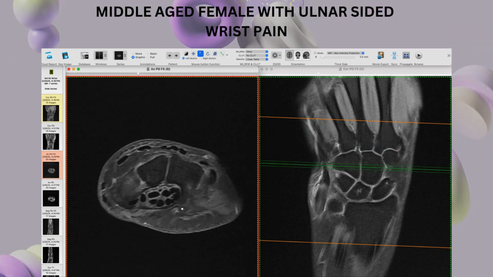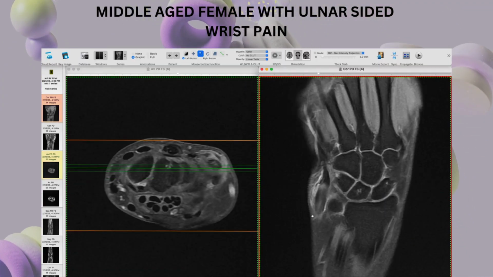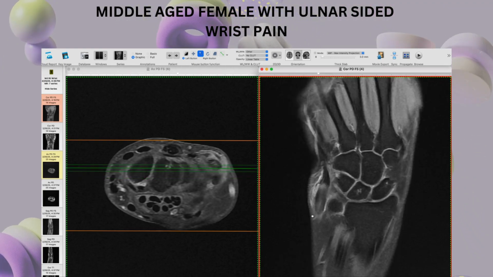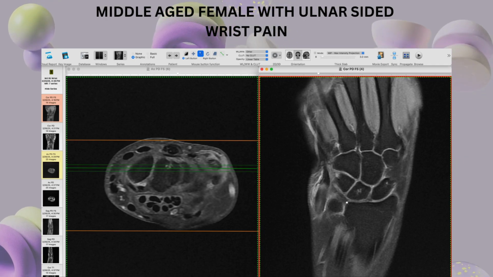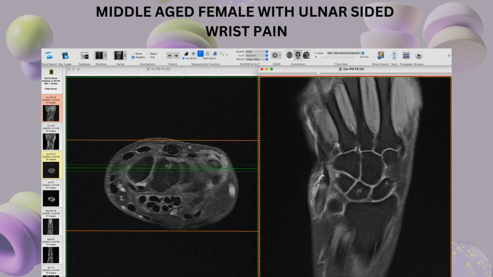And the final diagnosis is a long segment non-insertional extensor carpi ulnaris tenosynovitis with moderate to extensive peritendinous soft tissue edema corresponding to the site of ulnar-sided wrist pain.